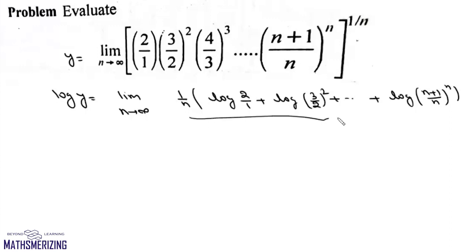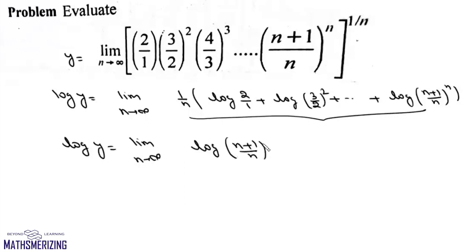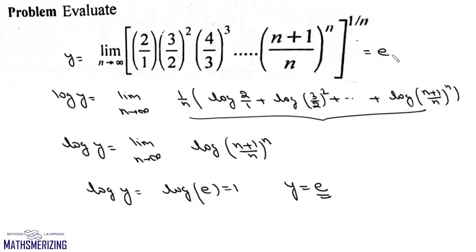Now we'll use Cauchy's first theorem. We can write log y equals this limit n tends to infinity an, and an in this case is log of (n plus 1 upon n) whole to the power n. Now this is log y, and it'll be this log, and this is the standard limit 1 plus 1 by n to the power n when n tends to infinity, and this is nothing but e. Log e is 1. If we take anti-log, the value of y is simply e. So the value of this limit is nothing but e.